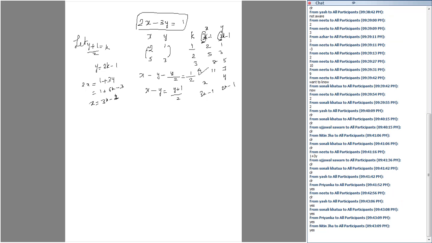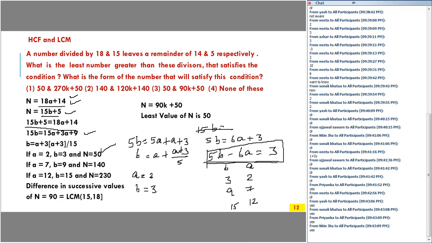Now going back to this question. b will increase by what value? 6. a will increase by 5. Are you clear? Once I get one solution, b will increase by 6 and a will increase by 5. Are you clear or not?